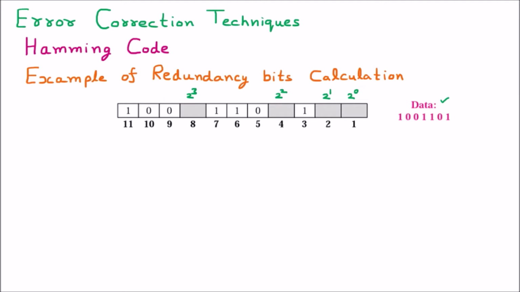Let's say we have the data like this. We have 1 0 0, so it is placed here 1 0 0, then 1 1, so 1 1 here, then 0 1, so 0 1. So the data is placed, excluding the spaces for the redundancy bits. The positions that are powers of 2 are just taken for the redundancy bits. So that is the concept of Hamming code. Now we are going to find out how these bits are calculated step by step.